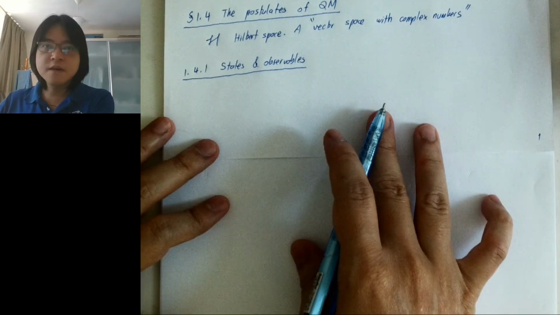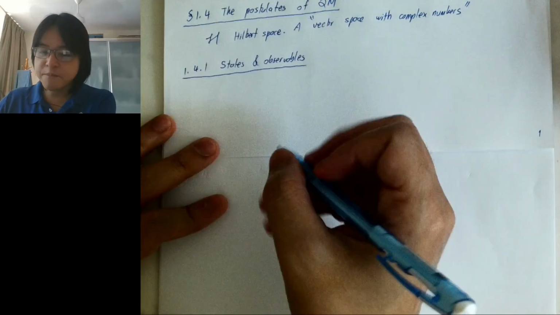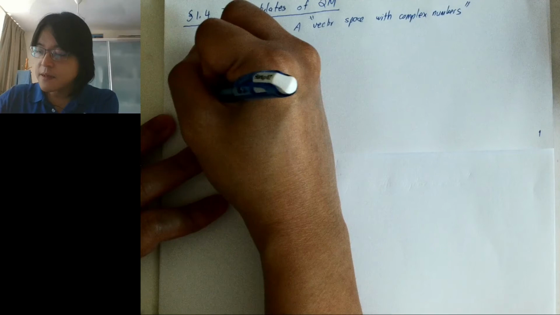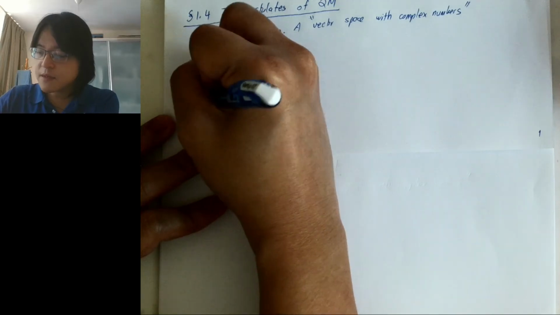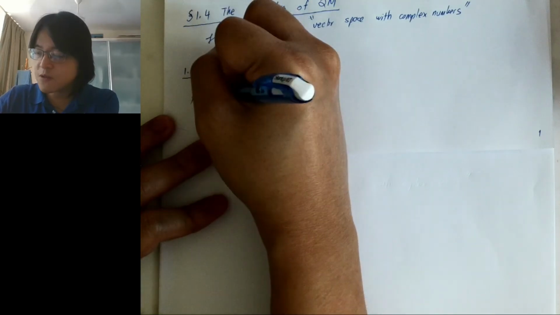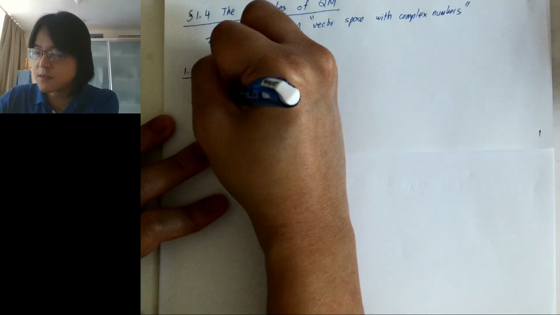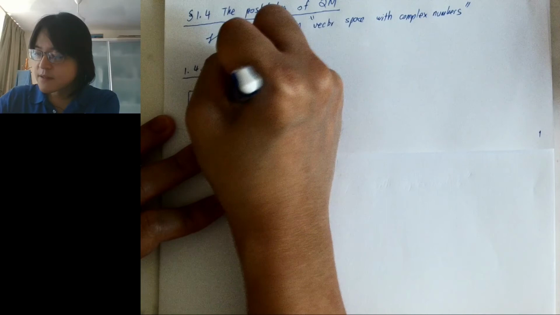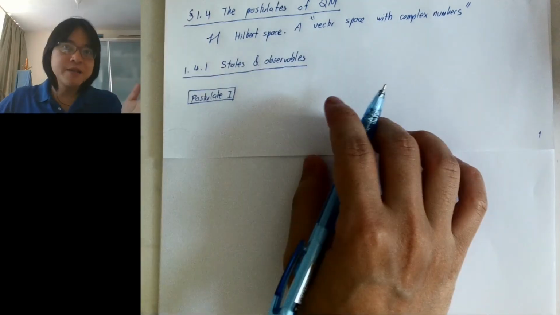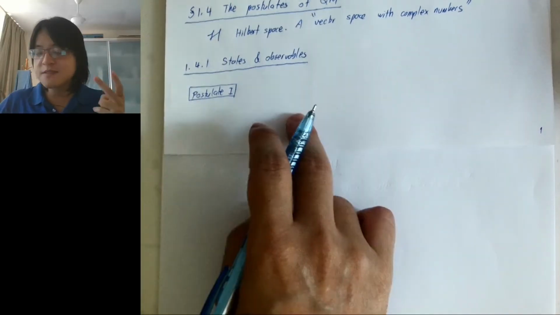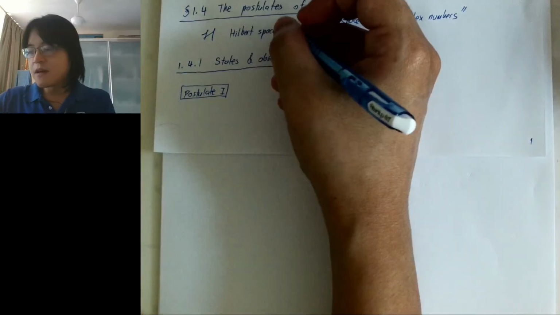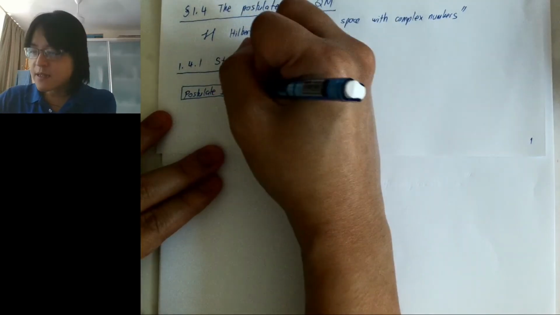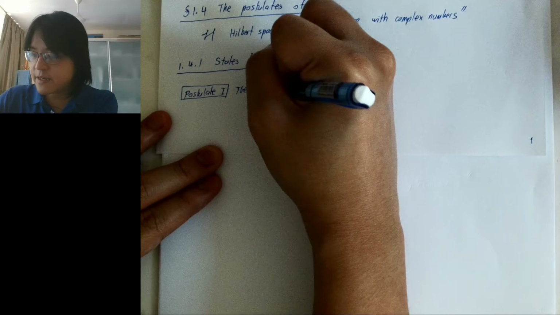So the first postulate is concerning the state of a system. Postulate one. Remember when we did special relativity, we had 2 postulates. Quantum mechanics has 5. The first postulate says that the state of a physical system is given by a vector in Hilbert space.